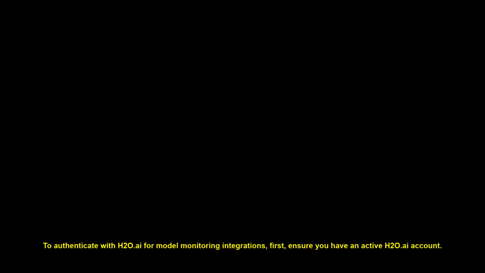clearly. To authenticate with H2O.ai for model monitoring integrations, first, ensure you have an active H2O.ai account. Visit the official H2O.ai website and log into your account using your credentials. Once logged in, navigate to the API section of the dashboard.